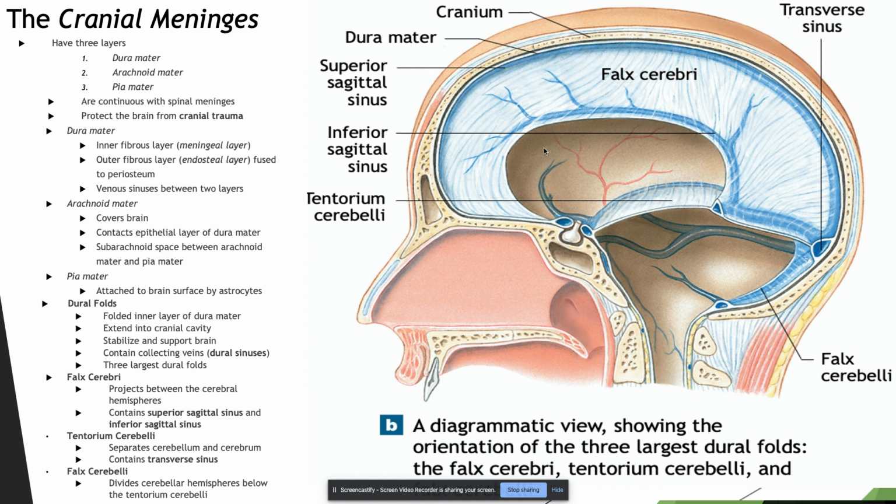So the tentorium cerebelli protects the cerebellum and separates the cerebral hemispheres from the cerebellum and extends across the cranium at right angles to the falx cerebri. The transverse sinus lies along the tentorium cerebelli. The falx cerebelli divides the two cerebellar hemispheres along the mid-sagittal line inferior to the tentorium cerebelli.